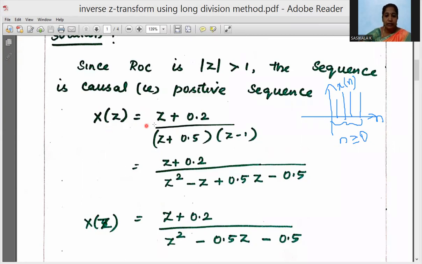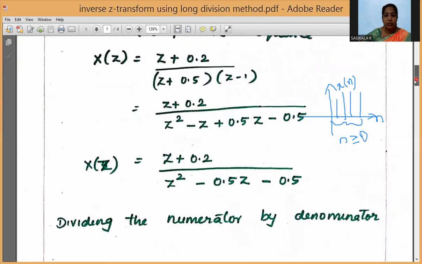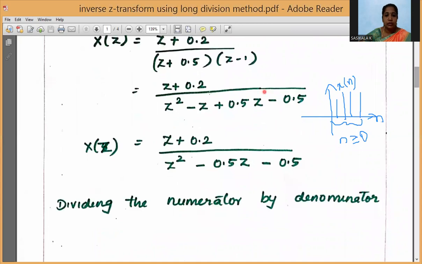Now, capital X of Z given is equal to Z plus 0.2 divided by Z plus 0.5 into Z minus 1. So here, Z plus 0.2 divided by, you just expand. Z into Z is Z square. Minus Z into 1 is minus Z. Plus 0.5 into Z is plus 0.5 Z. Minus 0.5 into 1 is minus 0.5. So Z plus 0.2 divided by Z square minus Z plus 0.5 Z, which is minus 0.5 Z, minus 0.5. So this is the X of Z we have got.